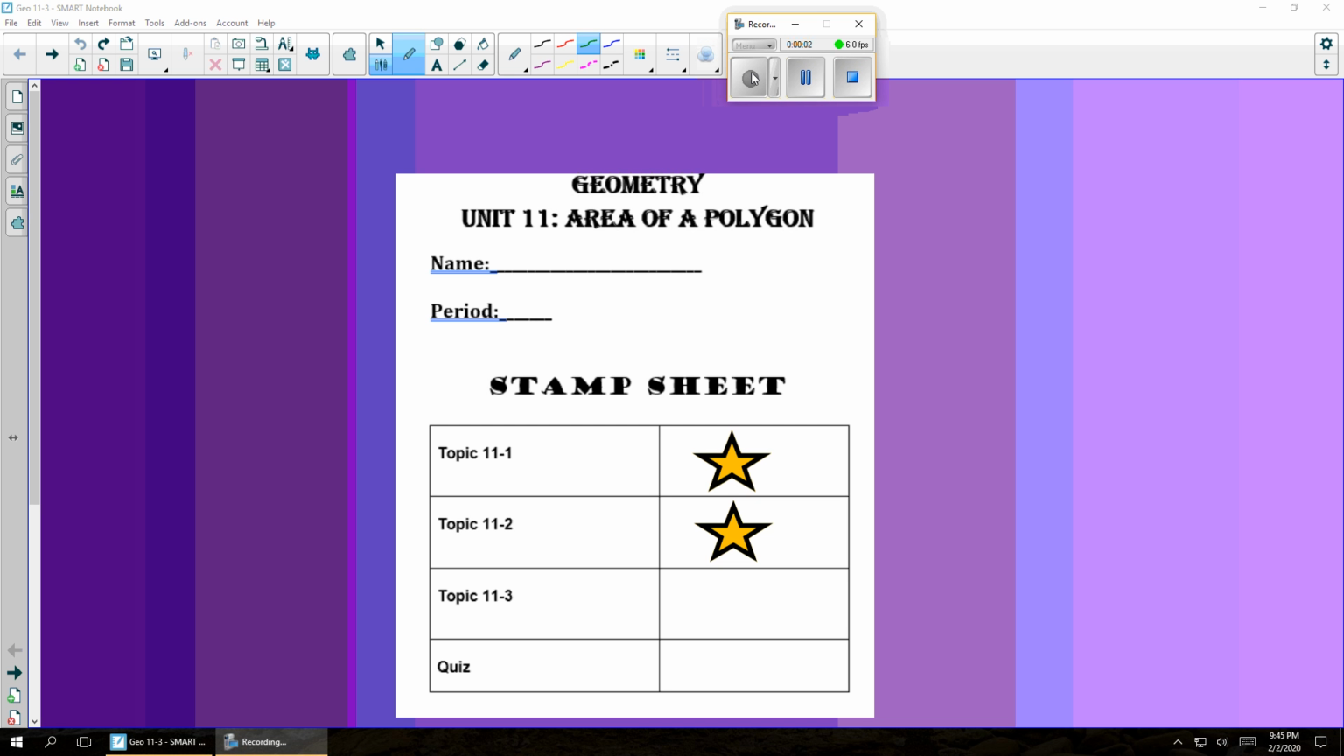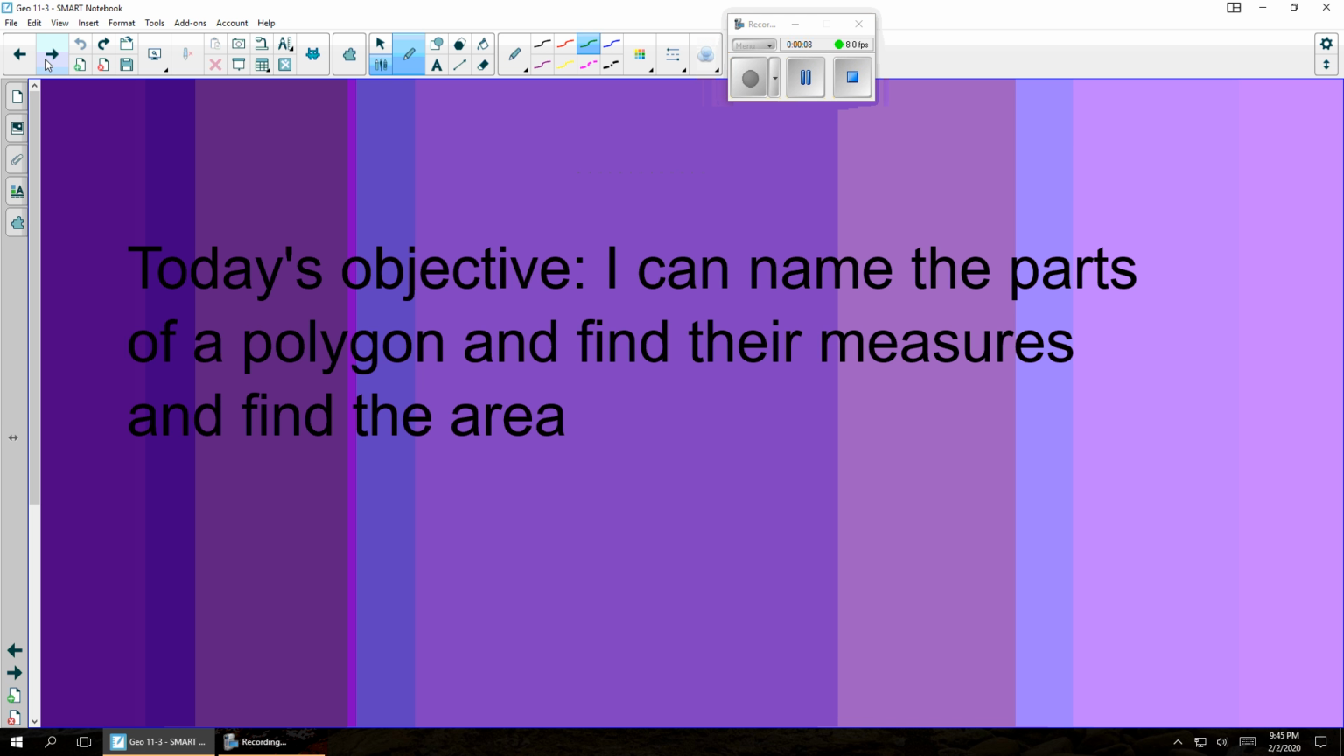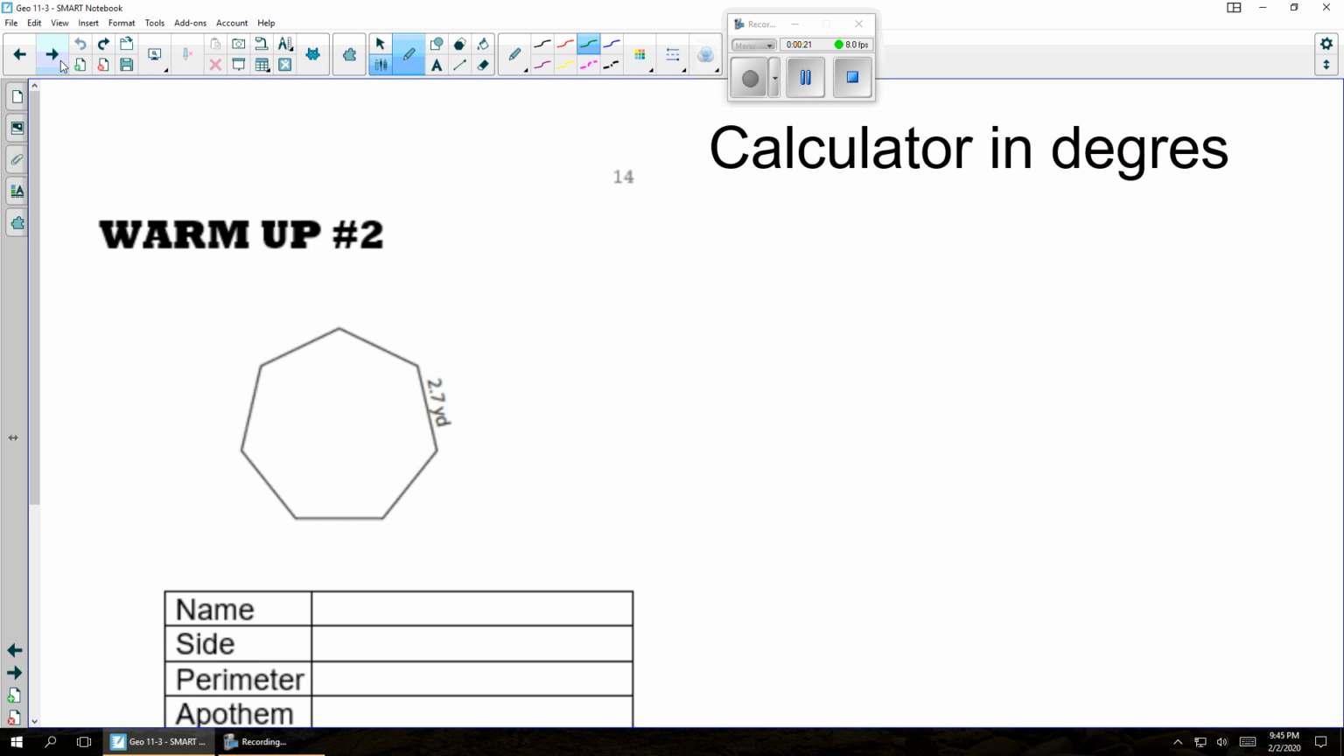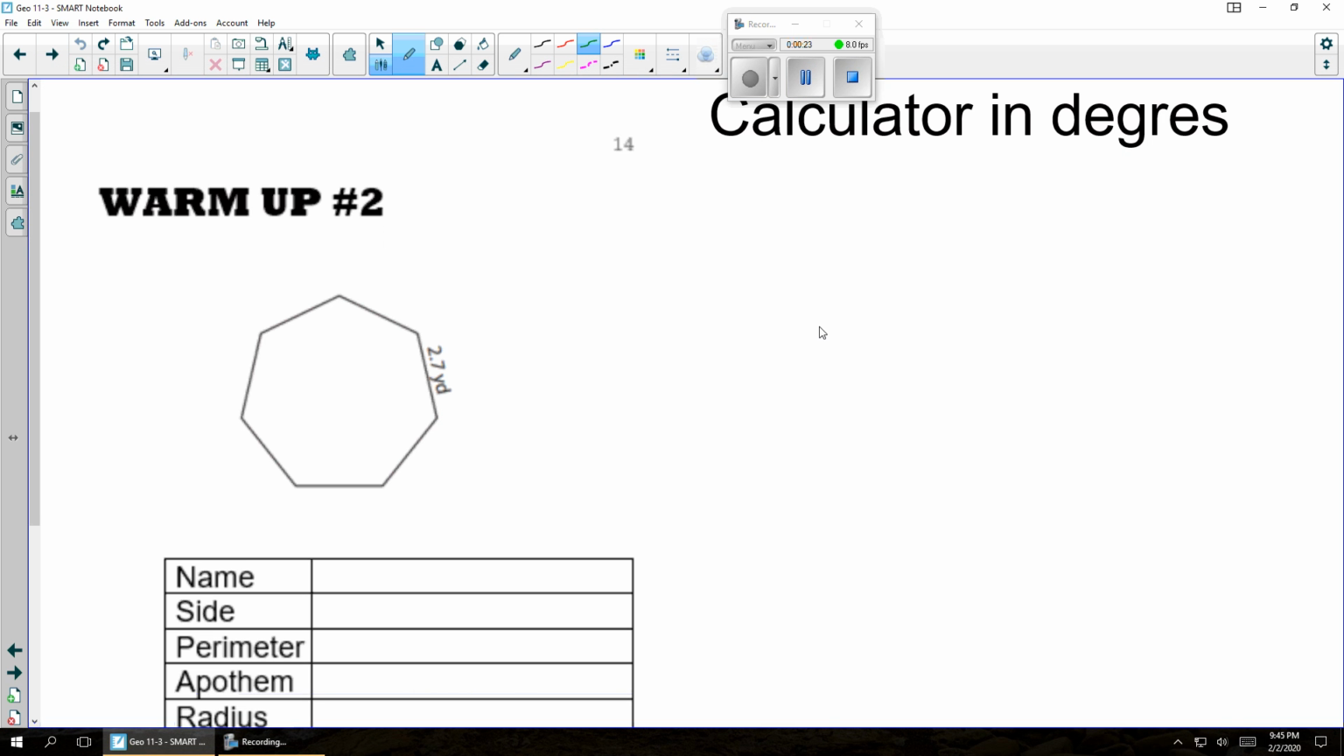Looking at topic 3 of Unit 11, area of a polygon. I can name the parts of a polygon and find their measures and find the area. So today is actually the area of a regular polygon. Look at your warm-up on page 14. Go ahead and work that, pause the video, and then we'll come back and see how you did.